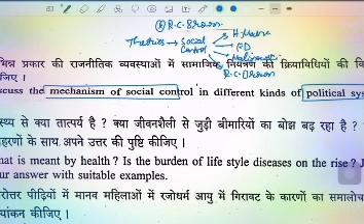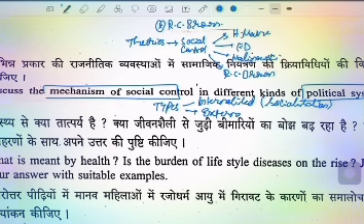Once we discuss these, we can talk about the different types of social control. These types can be internalized social control, which is nothing but the socialization process. Then apart from that, we can talk about the externalized or external social control mechanism, which talks about sanctions.